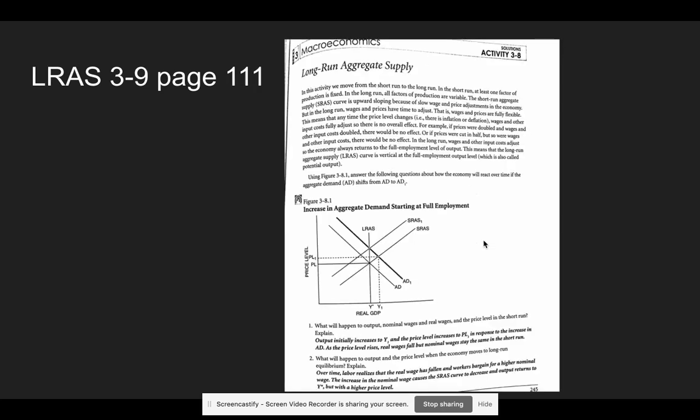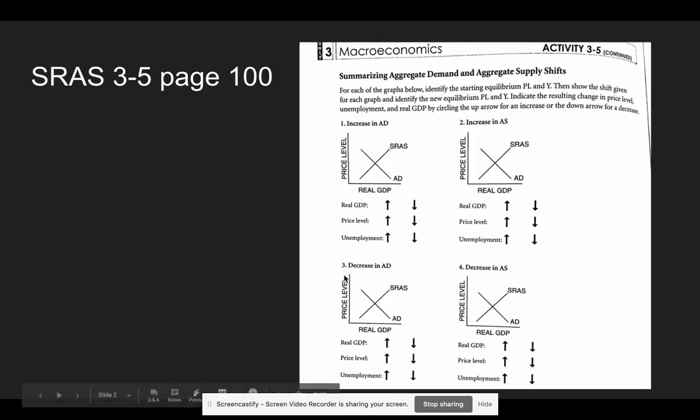Okay. Oops, sorry. Decrease in aggregate demand. So now we have our price level here, our Y labeled here. We're going to shift our AD curve to the left. That means that you'll have an AD1 here, which means our new equilibrium point would be right about here. A shift to the left means that GDP is going to decrease. Price level has also decreased, but guess what? Unemployment is going to increase.